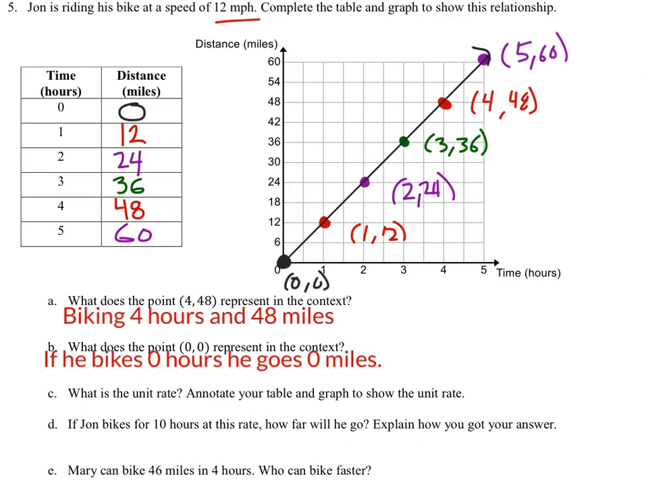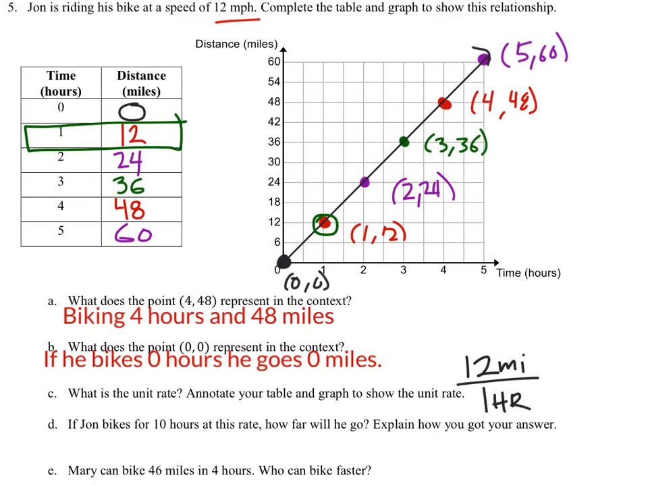What is the unit rate? Annotate your table and graph to show the unit rate. So the unit rate, of course, was where the x is 1. So it would be right here. And in the graph, it would be this point right here, which represents 12 miles per hour. 12 miles for 1 hour.